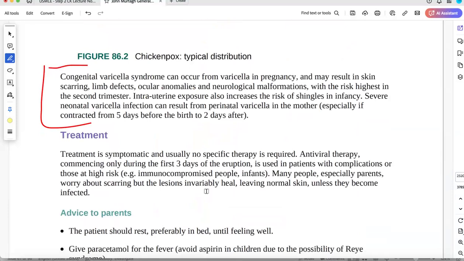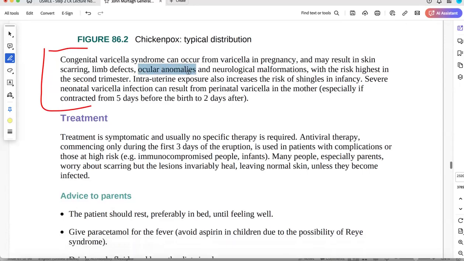Now there is a condition called congenital varicella syndrome. Congenital varicella syndrome is if a mother gets varicella infection during pregnancy, the baby can also get congenital varicella syndrome. And congenital varicella syndrome mainly comes as ocular anomalies, neurological malformation, and it mainly happens if the mother gets infected in the second trimester. We will discuss that in our obstetrics class, what congenital varicella syndrome is and all about it.